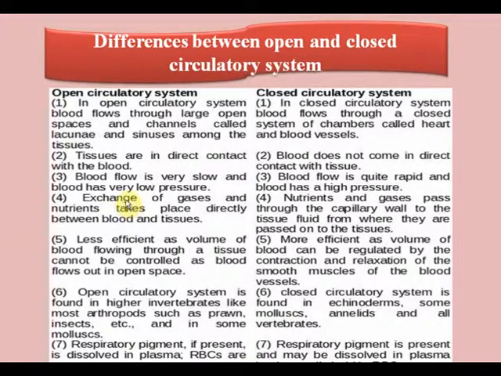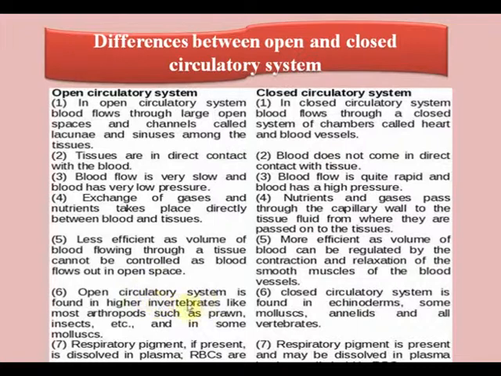In open circulatory system, exchange of gases and nutrients takes place directly between blood and tissues, whereas in closed, nutrients and gases pass through the capillary wall to the tissue fluid from where they are passed on to the tissues. Open circulatory system is less efficient as the volume of blood flowing through a tissue cannot be controlled as blood flows out in open spaces, whereas closed circulatory system is more efficient as the volume of blood can be regulated by the contraction and relaxation of the smooth muscles of the blood vessels.